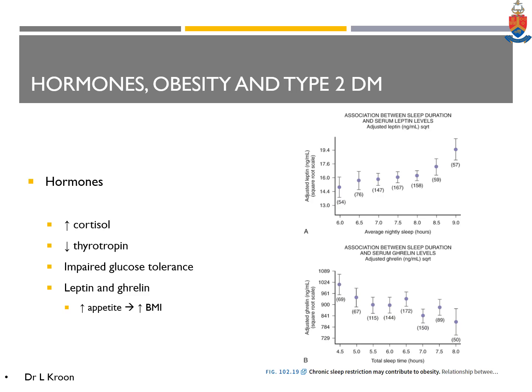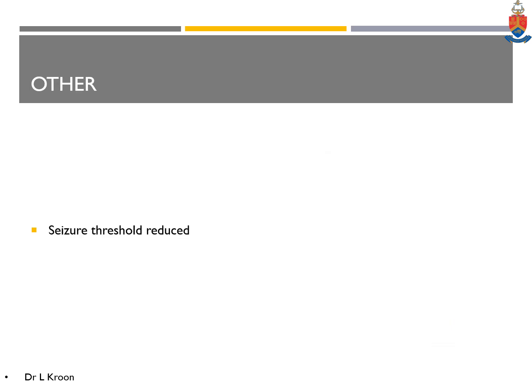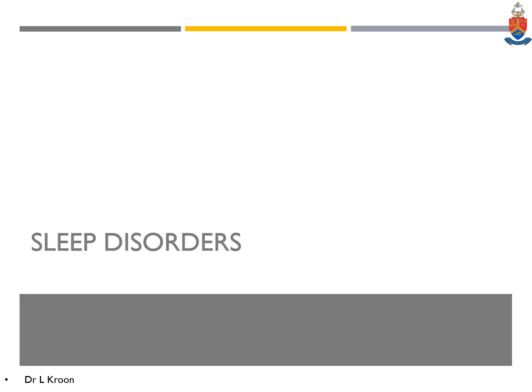So some of the endocrine changes that we can see with sleep deprivation occur from an increase in cortisol secretion, reduction in thyrotropin levels, impaired glucose metabolism, as well as leptin and ghrelin changes. And this typically results in an increase in appetite and therefore a subsequent increase in BMI. Importantly, seizure thresholds also are reduced when a person does not sleep. So all in all, we can see that sleep deprivation is important, as it can have serious consequences if you don't get enough sleep, acutely or chronically.